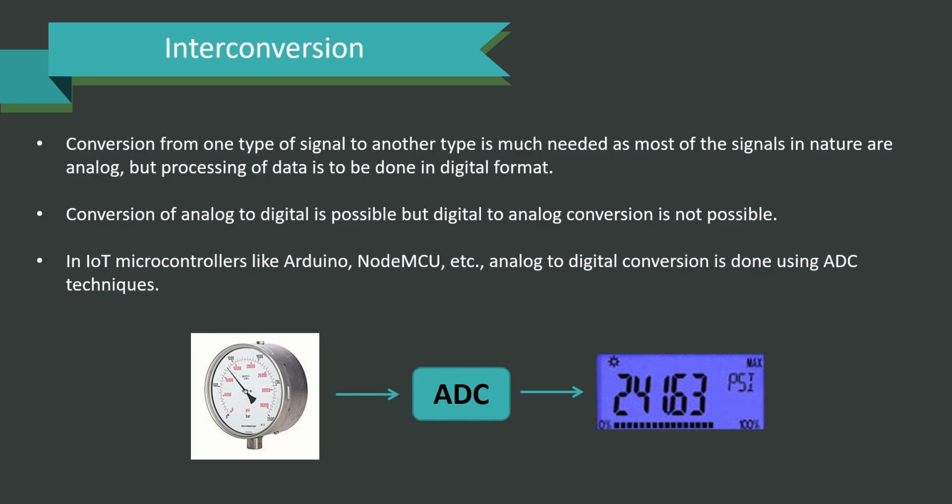In IoT microcontrollers like Arduino, Node MCU, analog to digital conversion is done using ADC techniques. I have an analog value. I need to use ADC on board. I'll convert it to digital value. That's very simple. The ADC helps you to convert analog values to digital values.